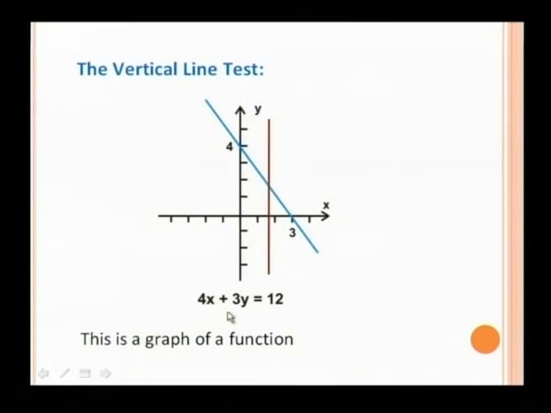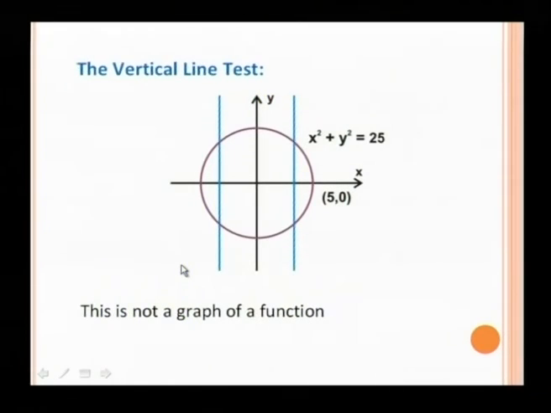If we have the graph of 4x plus 3y is equal to 12, the graph of this function is shown by this blue line. Here again, if we draw a vertical line over here, it's quite clear that this vertical line is intersecting the graph of this function at a single point. So we can conclude that this is a graph of a function.